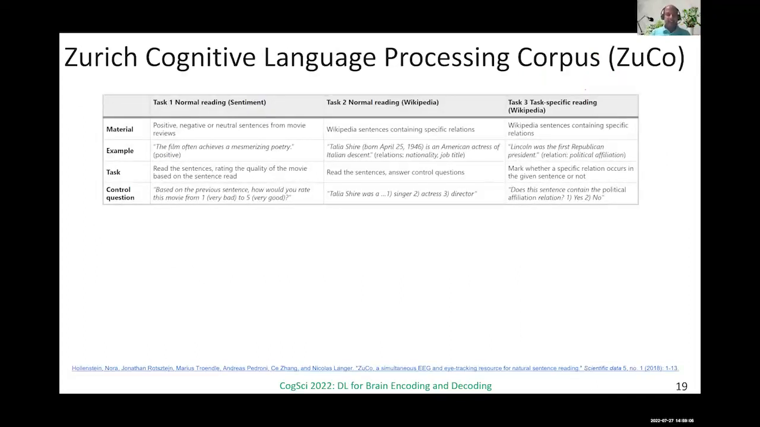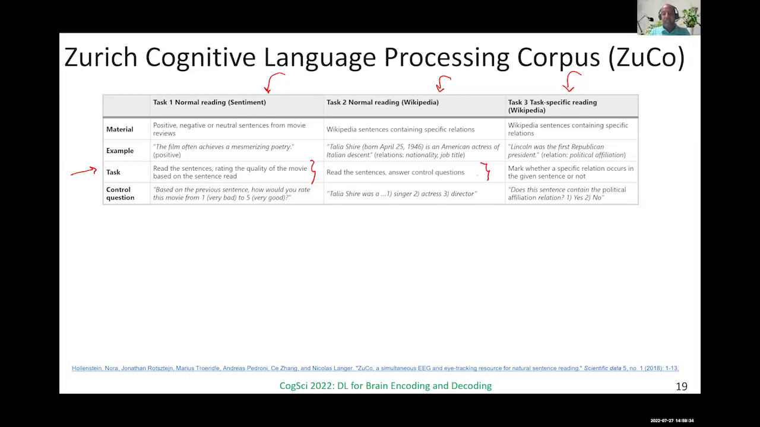The third data set, a text-based data set, is the Zurich Cognitive Language Processing Corpus. This is a pretty large corpus. In fact, the participants were asked to do 3 different tasks. Normal reading of reviews, reading Wikipedia sentences, or even in the third task, reading Wikipedia sentences, but the tasks were different. For example, in this task, they were asked to read the sentences and rate the quality of the movie. So it's rating the reviews.